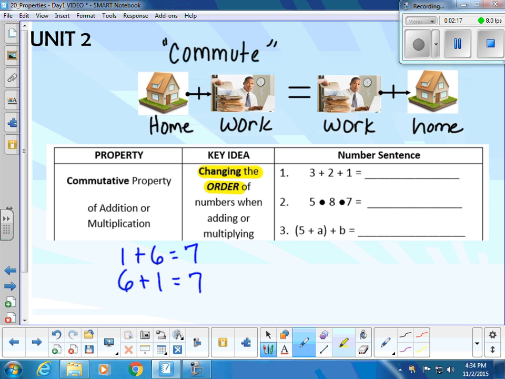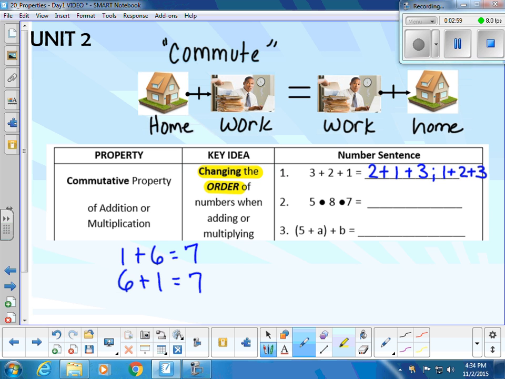It doesn't matter what order I add them in. We're getting the same answer. So we can change the order of the numbers to make our addition and multiplication easier for ourselves. Look at your first example over here on the right. We have 3 plus 2 plus 1. A way that I could rearrange those is 2 plus 1 plus 3. I could also say 1 plus 2 plus 3. There are lots of different ways you could rearrange them, but all we're doing is changing the order of how they're written. Why might I do this? If I know 2 plus 1 is 3 and 3 plus 3 is 6, that makes it easier for me to mentally add those really fast.